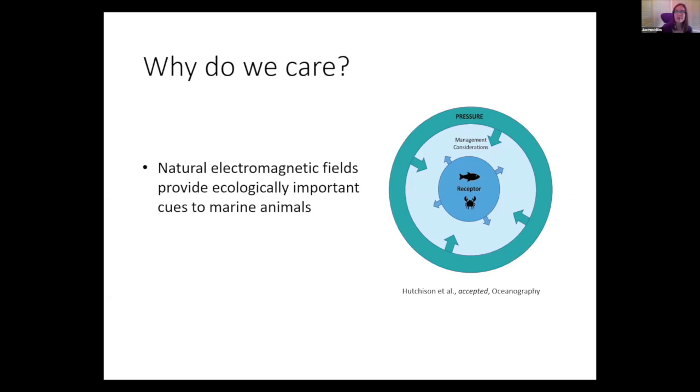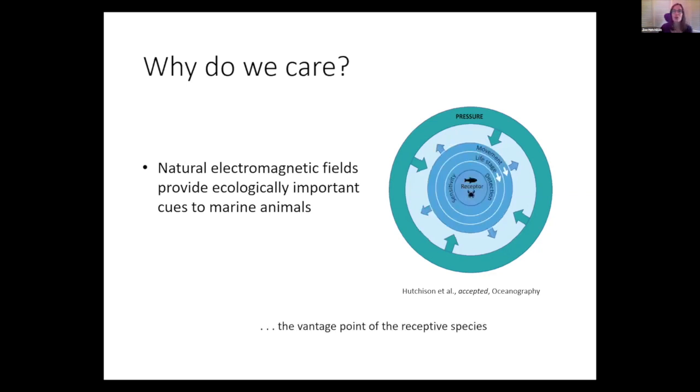When we talk about these things, electromagnetic fields or noise, we talk about them being pressures, and we talk about our animals being the receptive species. Within this framework, I would really like us to take the vantage point of the receptive species. To really understand how they understand their electromagnetic environment, we need to look at various layers of information, some of which Louise has touched on as well.